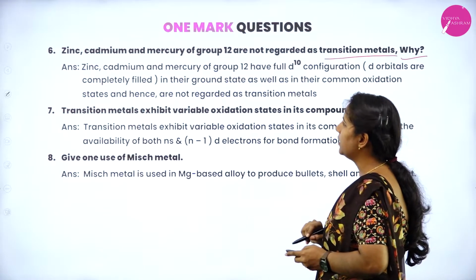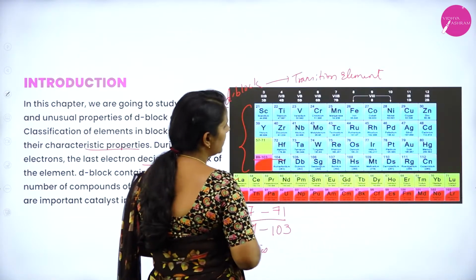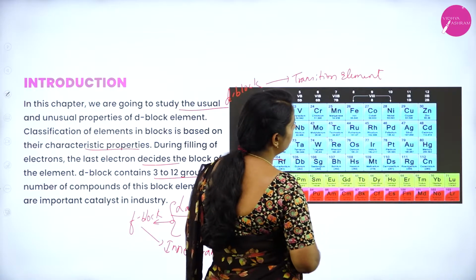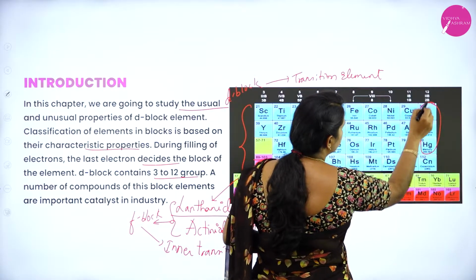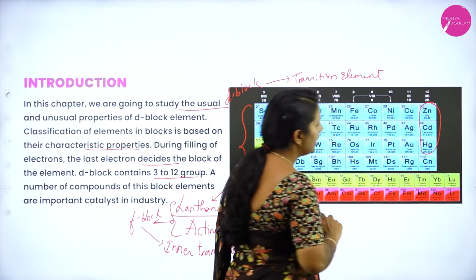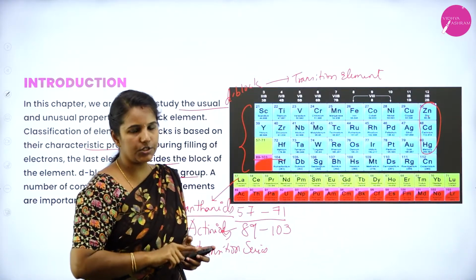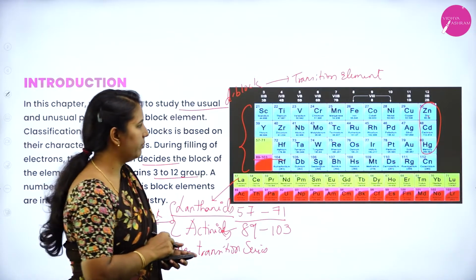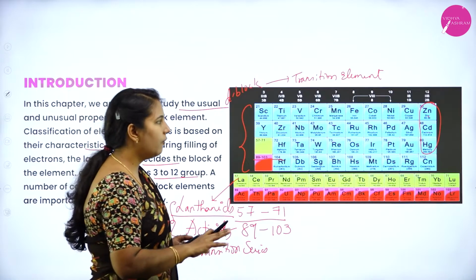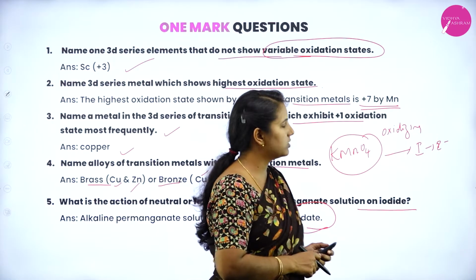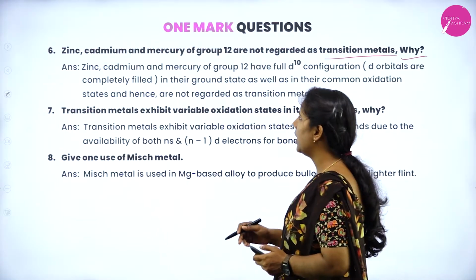Next, zinc, cadmium and mercury of group 12 are not regarded as transition metals, and why? If you see the periodic table, you can see zinc, cadmium and mercury belong to group 12. Even though they belong to the d block, generally they are not called transition elements. What is the reason behind it? That is also an exceptional case you have to know.